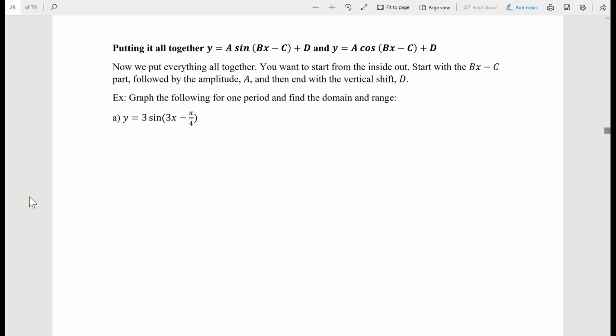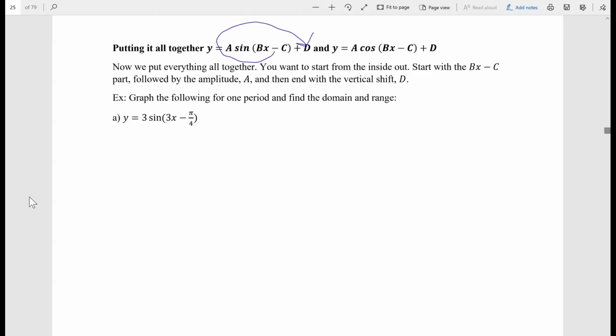Okay, so now in this video, what we're going to do is put everything together that we've been learning. Before we start doing a couple problems, the first thing you want to make sure to do is always start from the inside out. And the way that I like to do it is to start off with this little circular method.